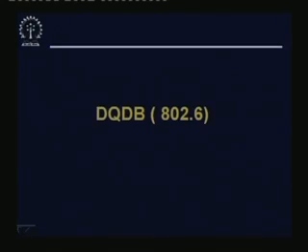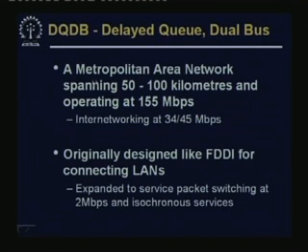DQDB is 802.6. It is for a metropolitan area network spanning maybe 50 to 100 kilometers and operating at 34 to 45, even 155 Mbps speed was talked about at one point of time. This did not work out quite well later on, but that is a different story. Originally designed like FDDI, we will be talking about FDDI in the next lecture, for connecting LANs. Expanded to service packet switching at 2 Mbps and isochronous services.